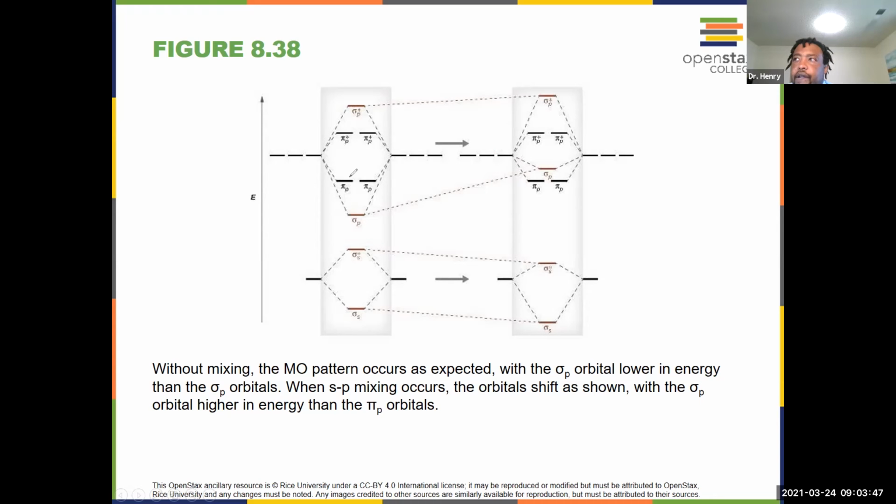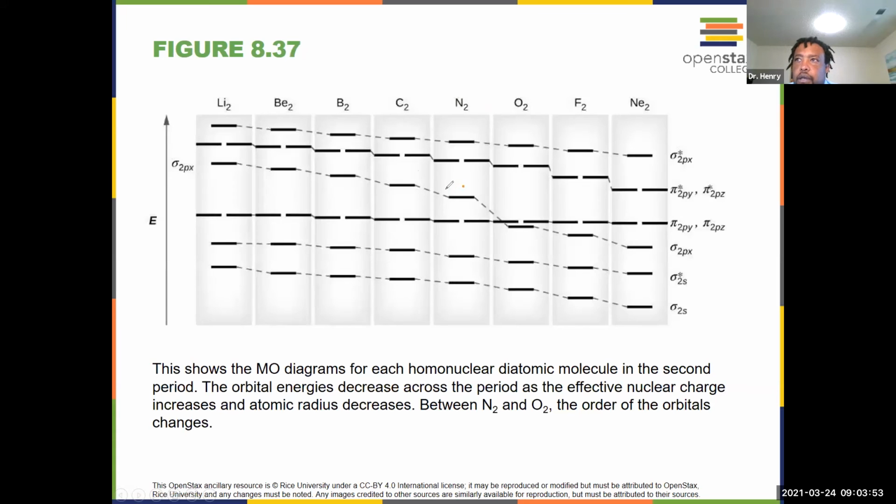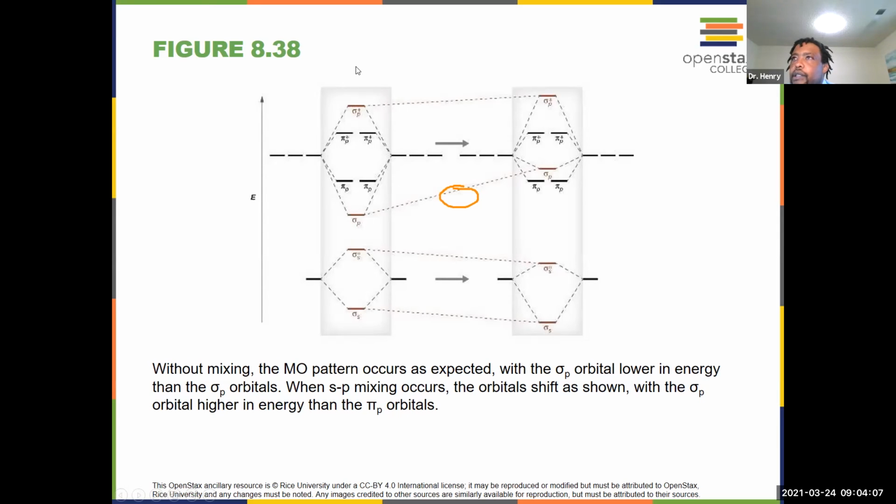If we look at this one, in terms of energy levels, the sigma is higher in energy level than the pi's. Ah, come on. Now it's not behaving. Okay. So for nitrogen and lower, sigma is higher than pi. But for oxygen and higher, sigma is lower than pi.